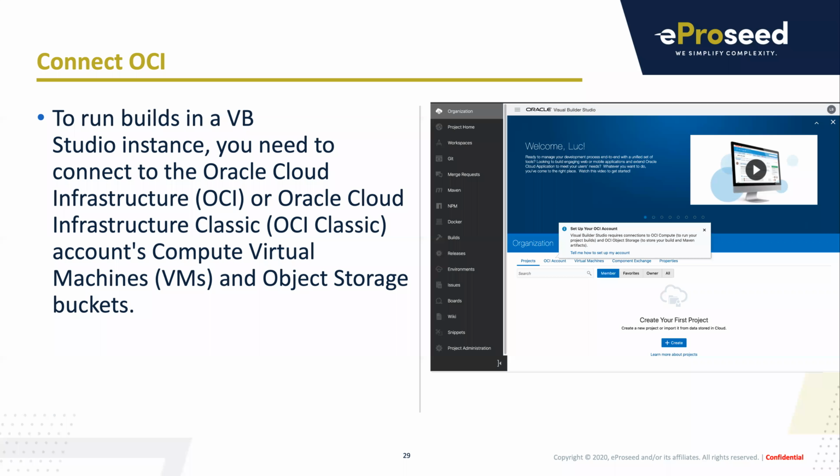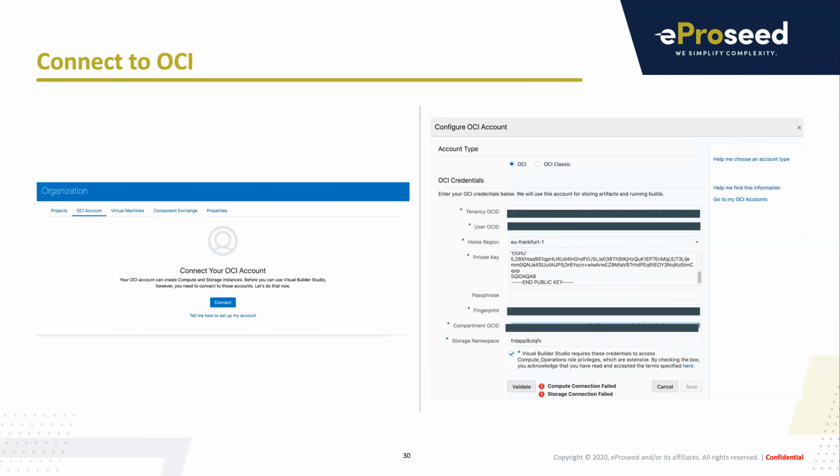This is actually a rather simple setup. However, as you can see from the right, it's the configuration of your OCI account, where you need the OCI ID, so the identification of your tenancy, the identification of your user, your private key, your passphrase, your fingerprint, the compartment identification, the namespace for storage. And if you have that all set up, you can click validate, and then typically compute connection should be successful and storage connection should be successful.